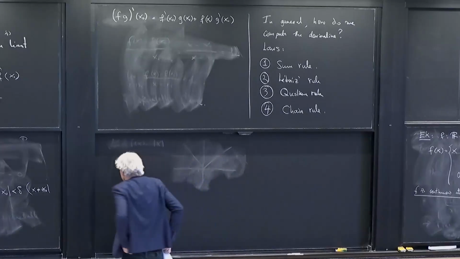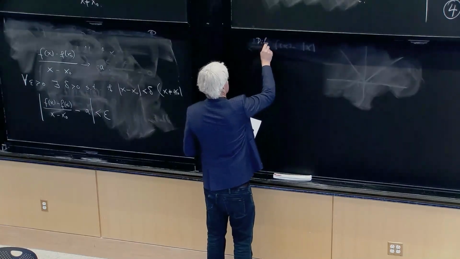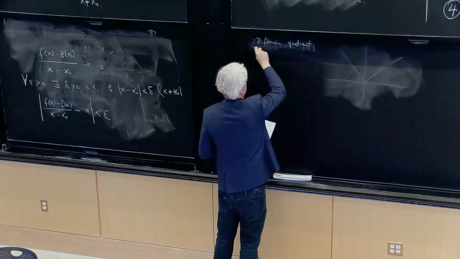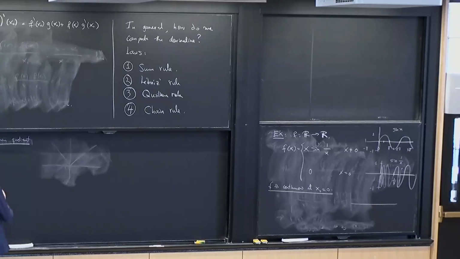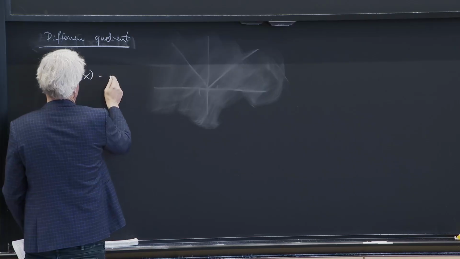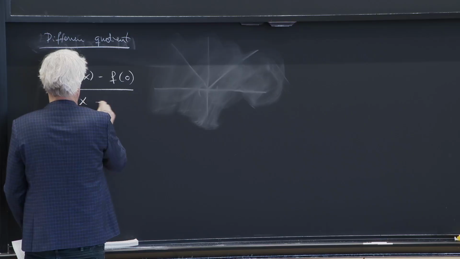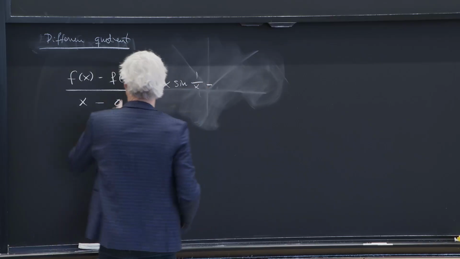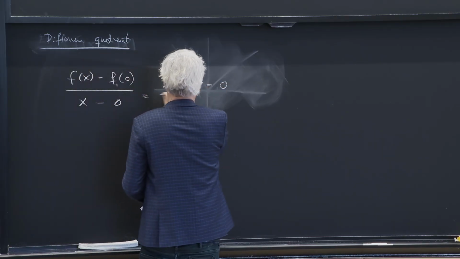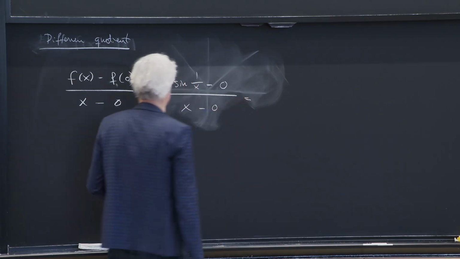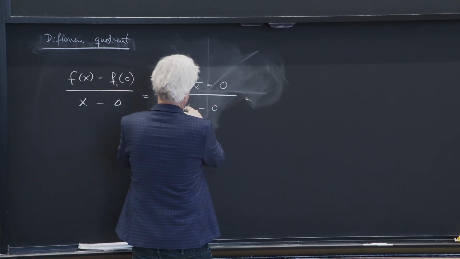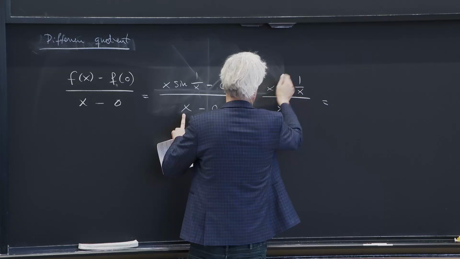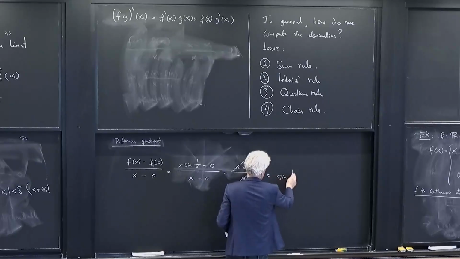But let's look at the difference quotient. So we just look at the difference quotient at 0. So this here is the difference quotient. It's x sine 1 over x. The value at 0 by definition was 0. And so you see that this becomes x sine 1 over x divided by x. And so this cancels with that. So you just get sine 1 over x.